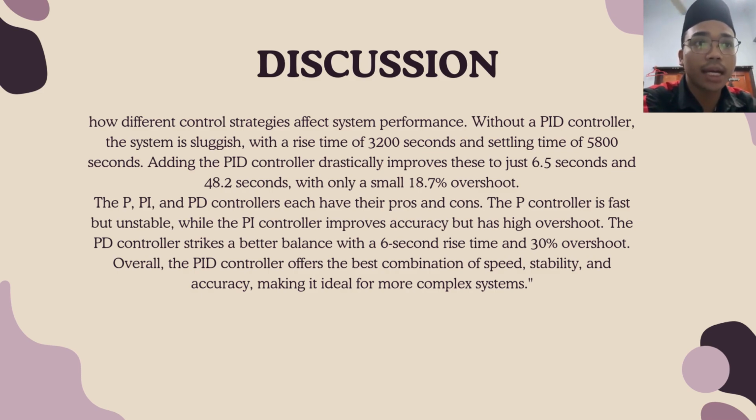The P, PI and PD controllers each have their pros and cons. The P controller is fast but unstable, while the PI controller improves accuracy but has high overshoot. The PD controller strikes a better balance with a 6-second rise time and 30% overshoot. Overall, the PID controller offers the best combination of speed, stability and accuracy, making it ideal for more complex systems.